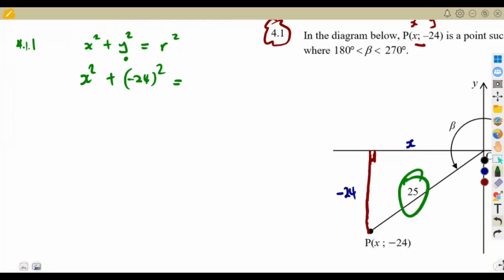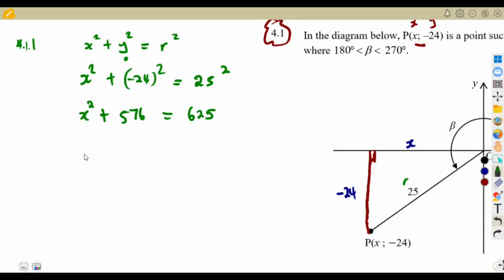What is our r? The hypotenuse. So the hypotenuse there is 25. So we are going to have 25 squared. So that's x squared plus, from your calculator, this is going to give us 576 is equal to 625. So to find x squared, sorry.